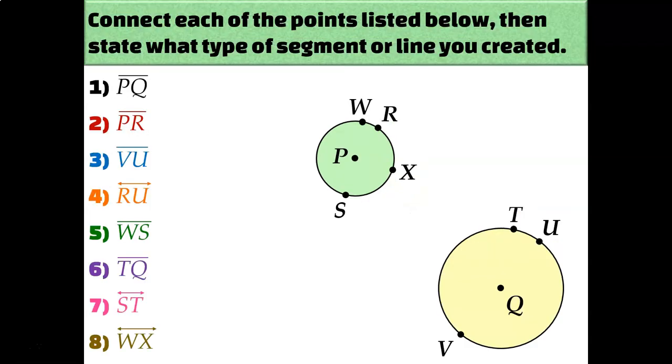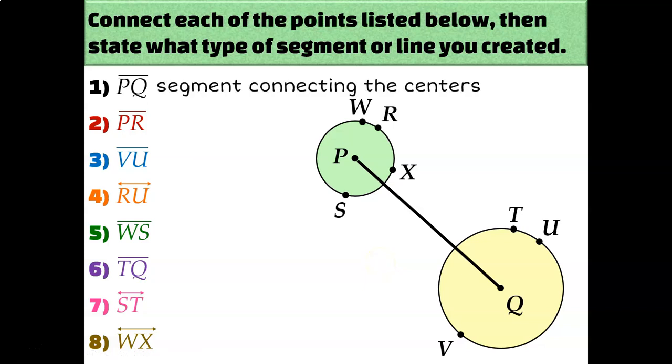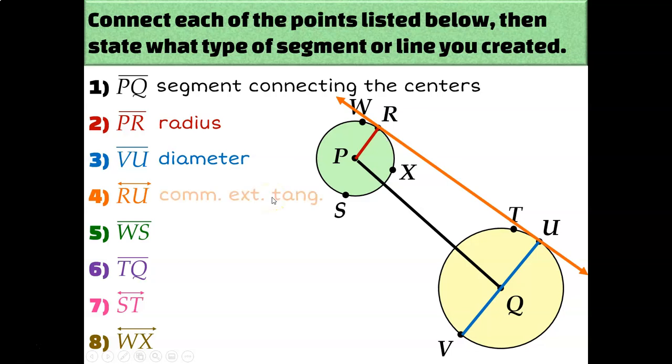So let's review what we've learned so far. If I connect point P to point Q, well, that segment doesn't actually get a special name, it's just the segment that connects the centers of the circles. But if I connect P to R, well, that's a radius, because it connects a point on the circle to the center of the circle. What about VU? VU connects 2 points on the circle, and it passes through the center as it does so. That makes VU a diameter. RU would be a common external tangent.